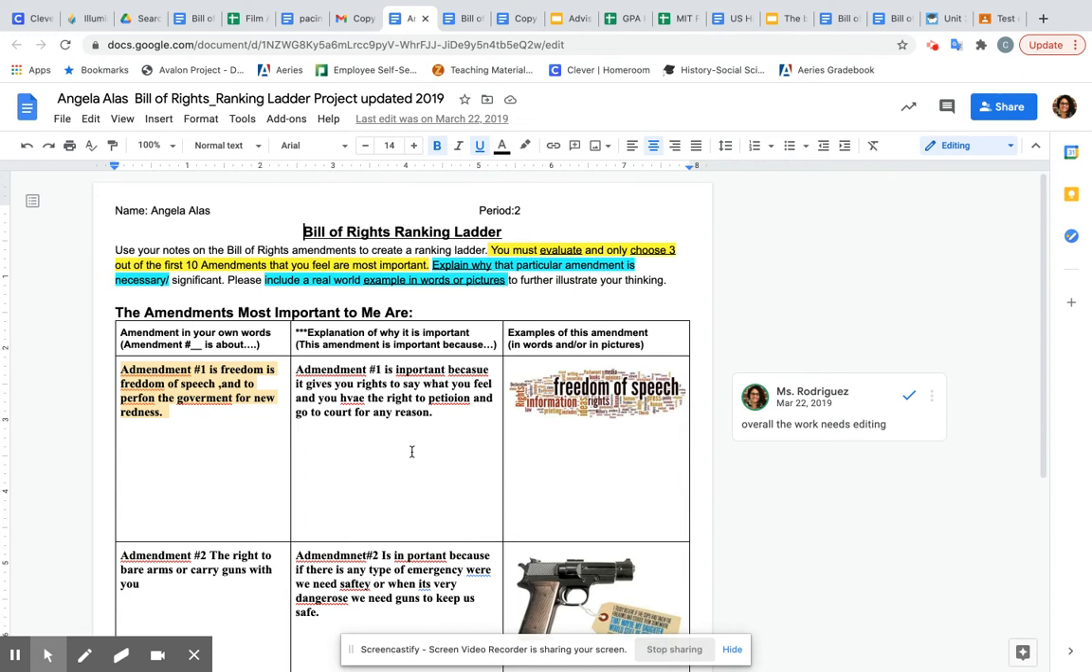We want you to practice editing. We want you to practice reading out loud to yourself and seeing like, does it make sense? Am I actually answering the question and explaining why it's important? Did I check it for spelling? Am I writing in complete sentences? Those are the things you're looking for when you're editing.